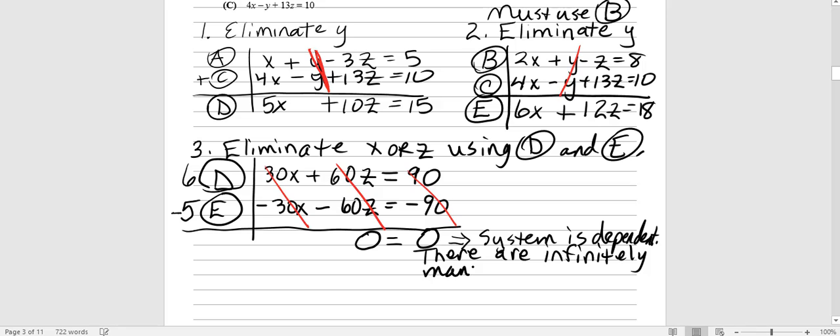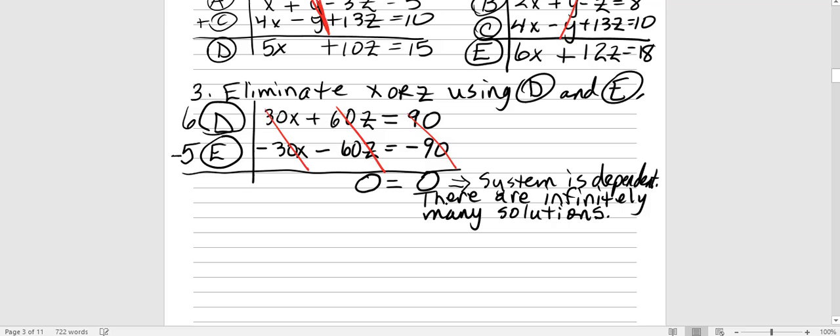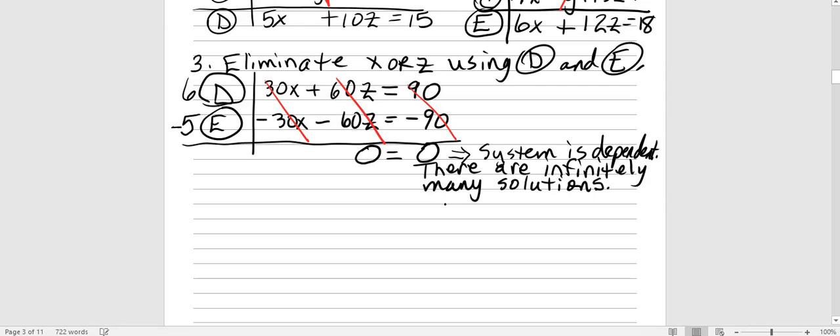I have to find out what solutions look like, though. It doesn't mean every single point is a solution in the three-dimensional plane. It means that I can't count the solutions, but it doesn't mean any and everything is a solution. Because of the nature of equation D and E, I am going to be able to describe the solutions in terms of z.